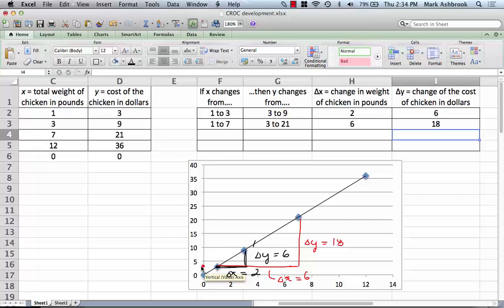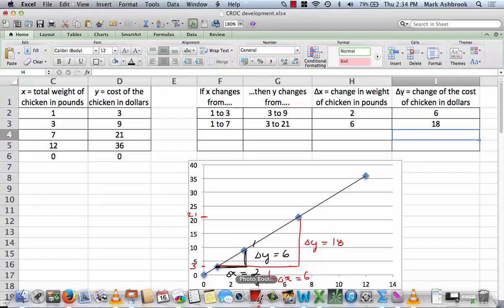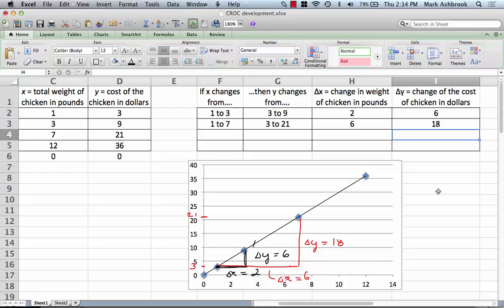And we can show that with that vertical line going from what? 3, here's 3, to 21. So we started at $3 when we had 1, and then we bought 6 more pounds, we went up to $21. And so we can show that over here as delta y.